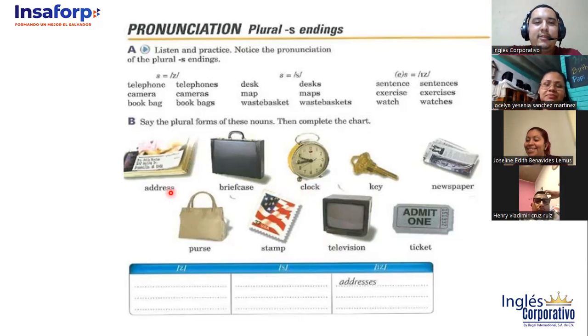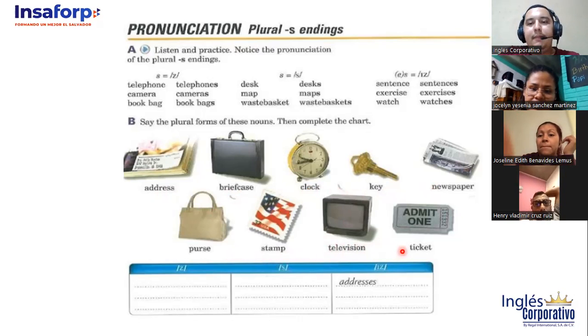Okay, we have here some other words. We have address, briefcase, the clock that we already mentioned, the key, the newspaper, the purse, a stamp, television, and ticket. Okay, guys, here we have address.